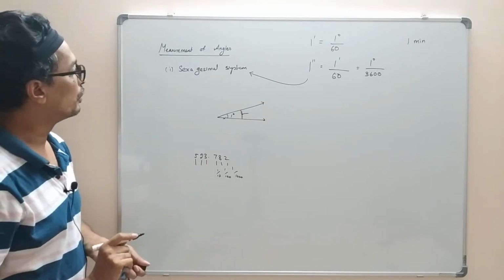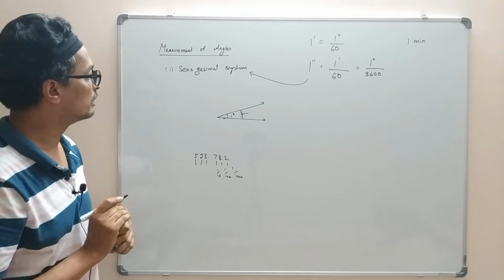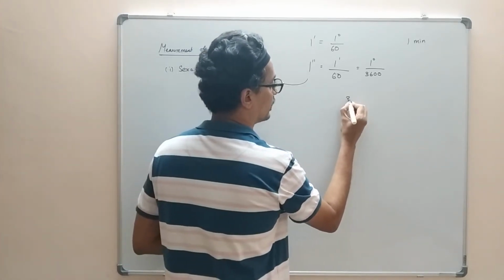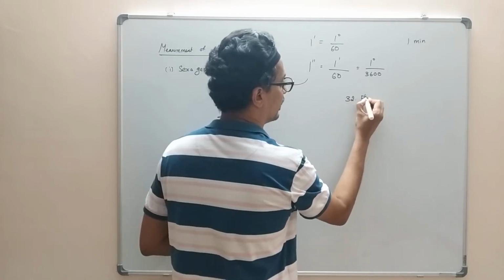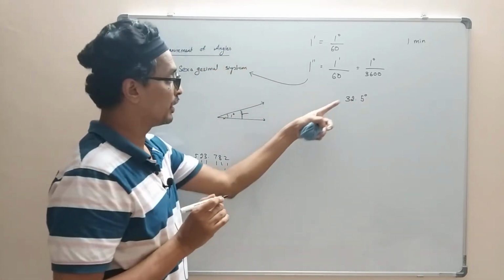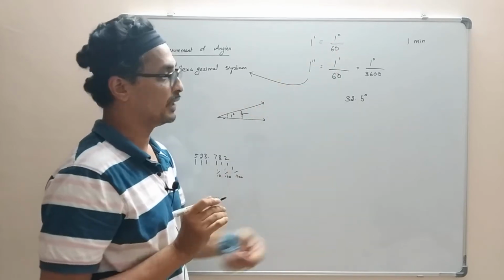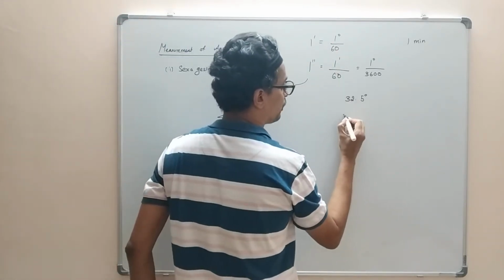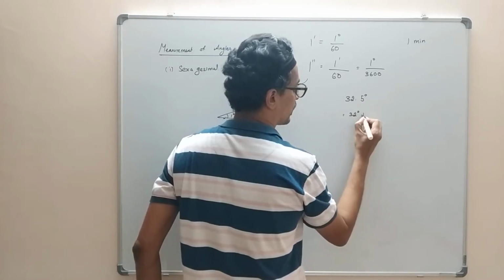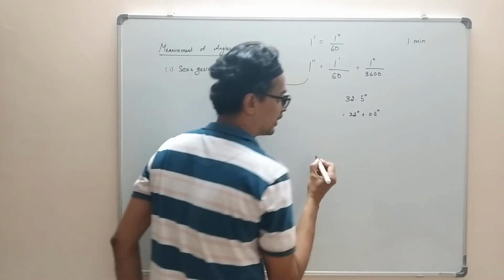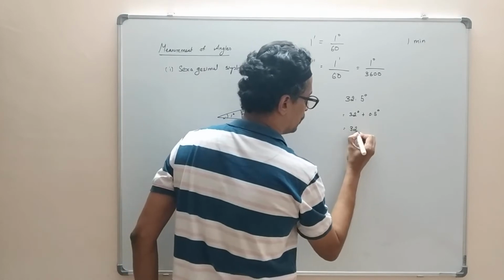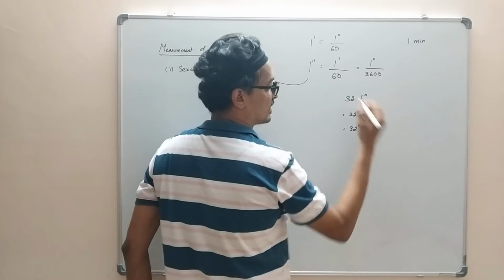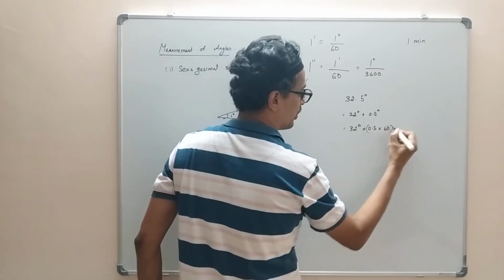And this is very different from a base 10 system. I will show you. For example, I am going to give you an angle 32.5 degrees, and I want to express this in terms of minutes and seconds. So what I am going to do, this will be equal to 32 degrees plus 0.5 degrees, correct? So that is equal to 32 degrees plus 0.5 times 60, correct, 60 minutes.